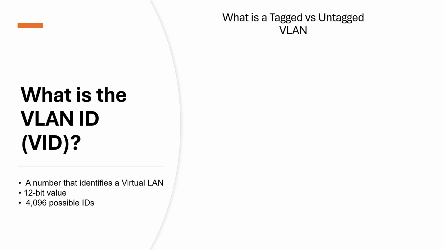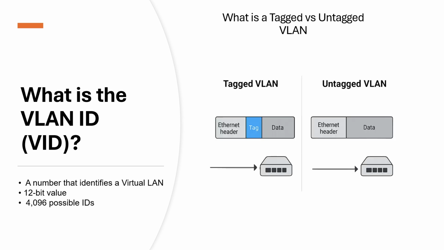So I mentioned priority tagged frames. So what is a tagged versus untagged VLAN? Each switch port can process both tagged and untagged Ethernet frames. A tagged VLAN is a VLAN where the Ethernet frames include a 4-byte tag in the header. The tag includes a VLAN ID plus other info like priority.